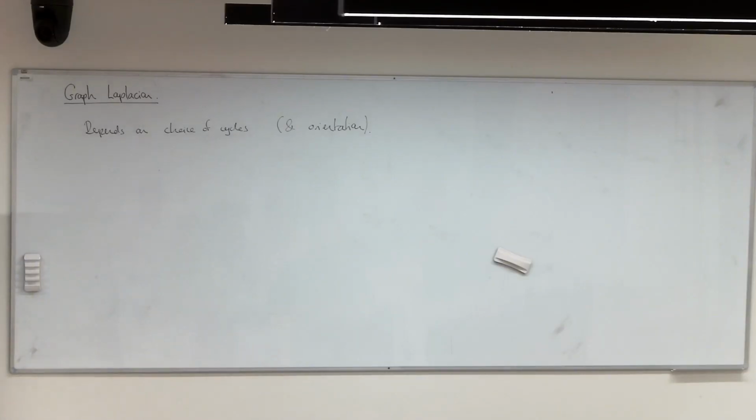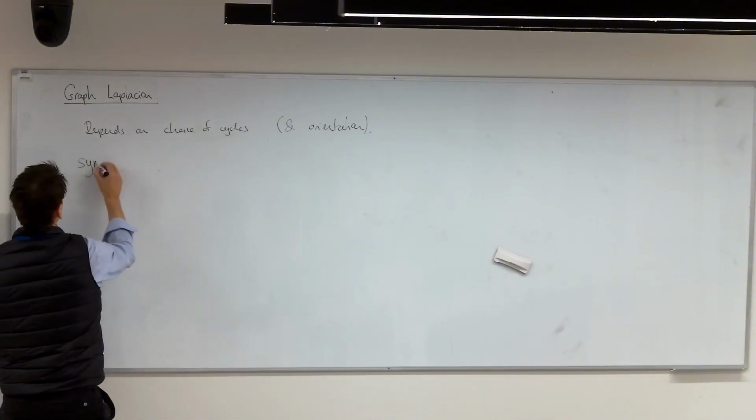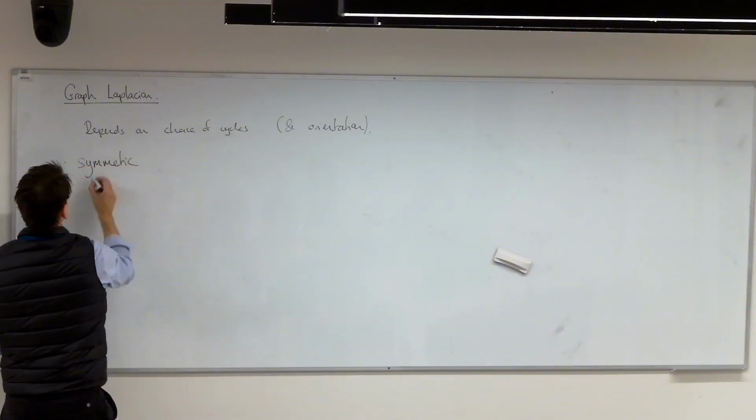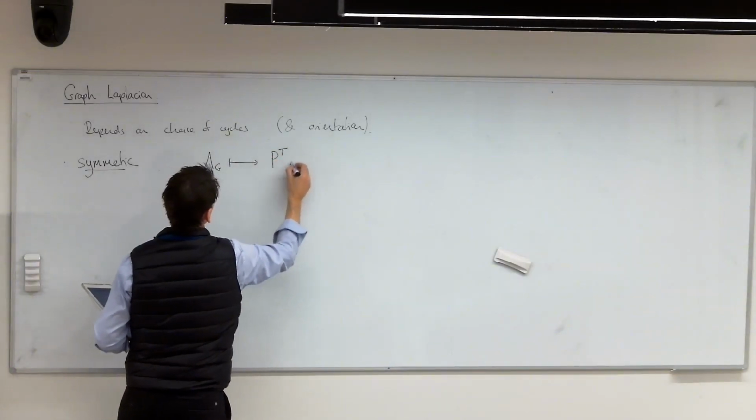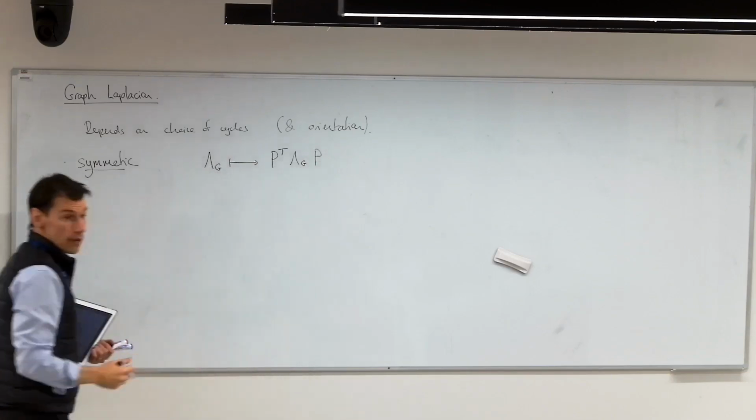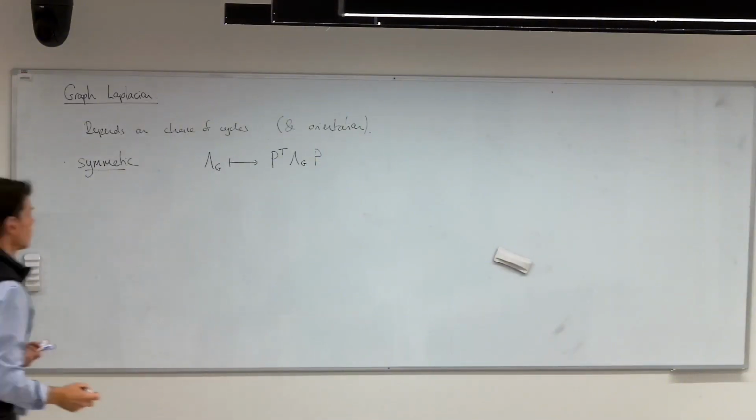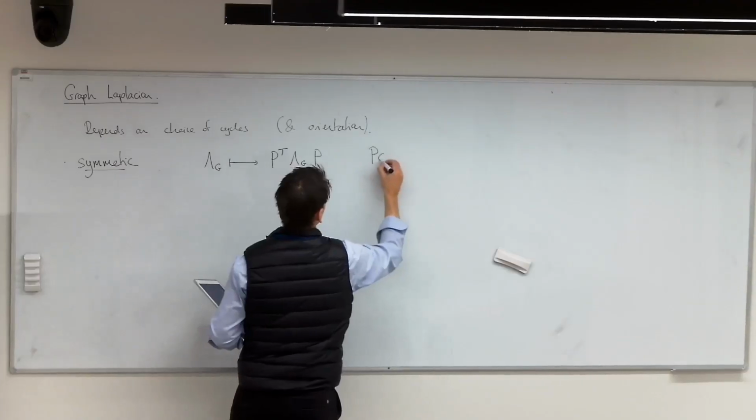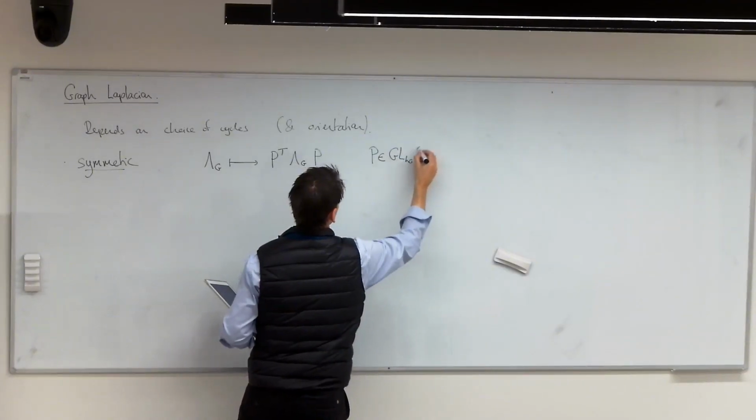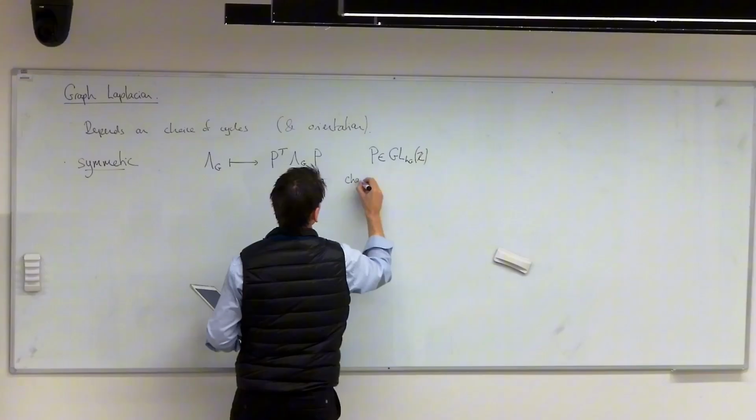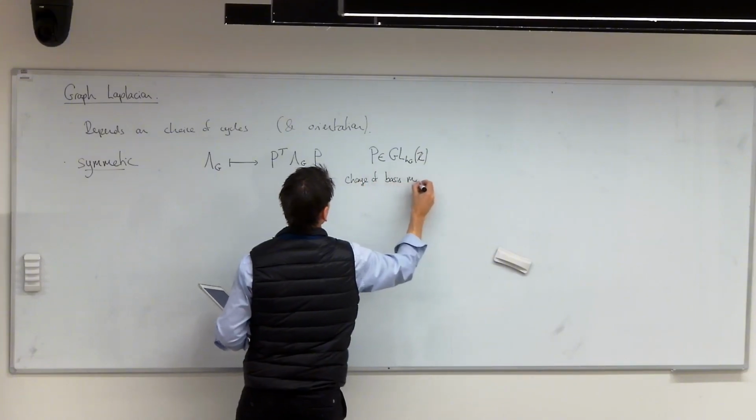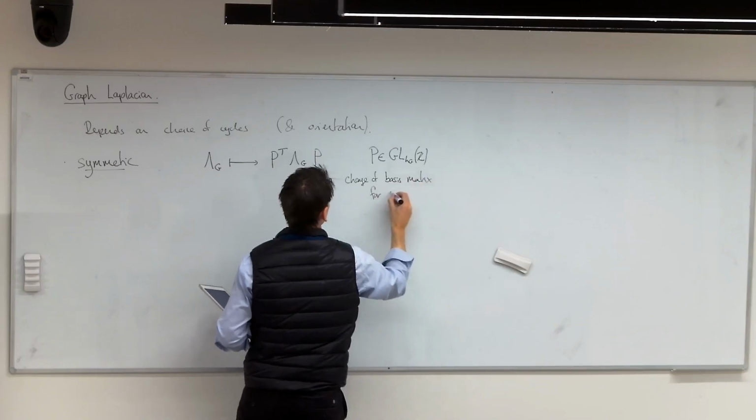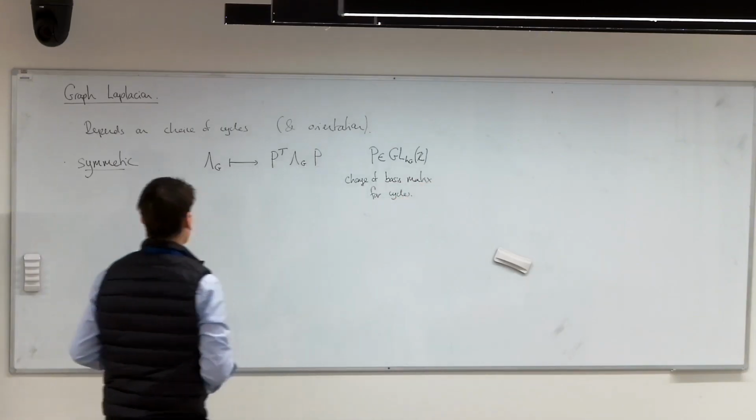Another thing I forgot to say: this is obviously symmetric. And so the change of basis formula is lambda G goes to P transpose lambda G P if you change cycle basis. So P will be in GL_h(Z), the change of basis matrix for the cycles. So that's the first comment.